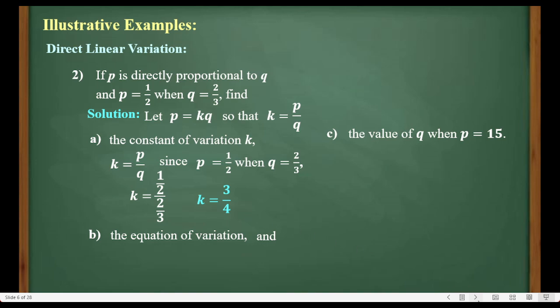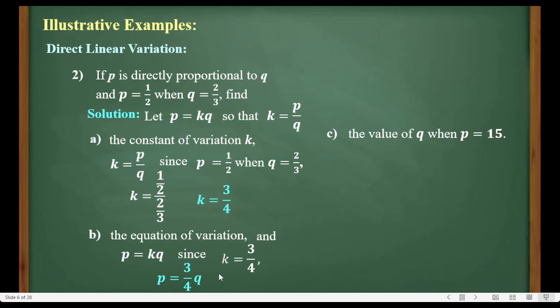And upon getting the value of K, the next step is to form the equation of variation. So again, we go back to this translated equation, but this time, we replace K by its obtained value, which is 3/4. We substitute 3/4 into this equation in order to get the required equation of variation, and that would be P is equal to 3/4 of Q.